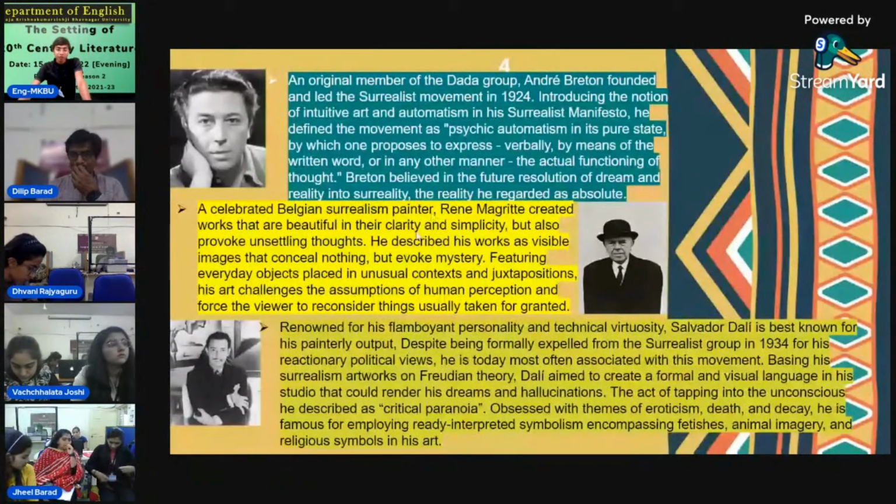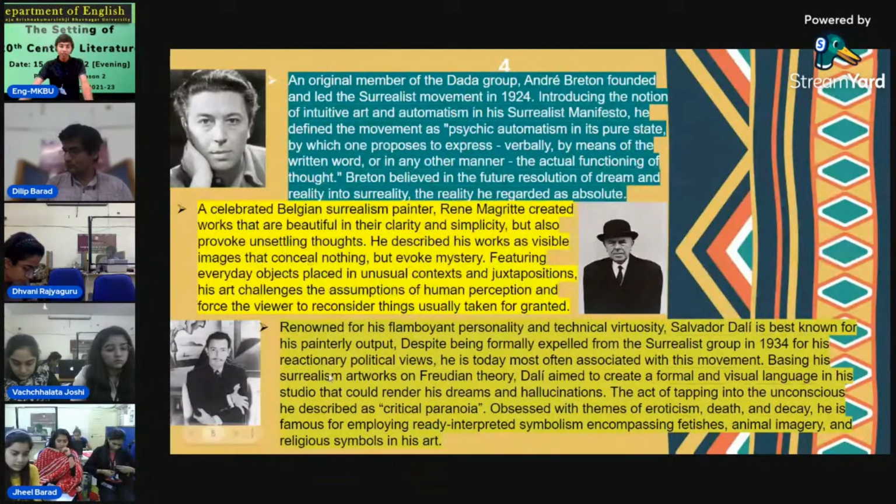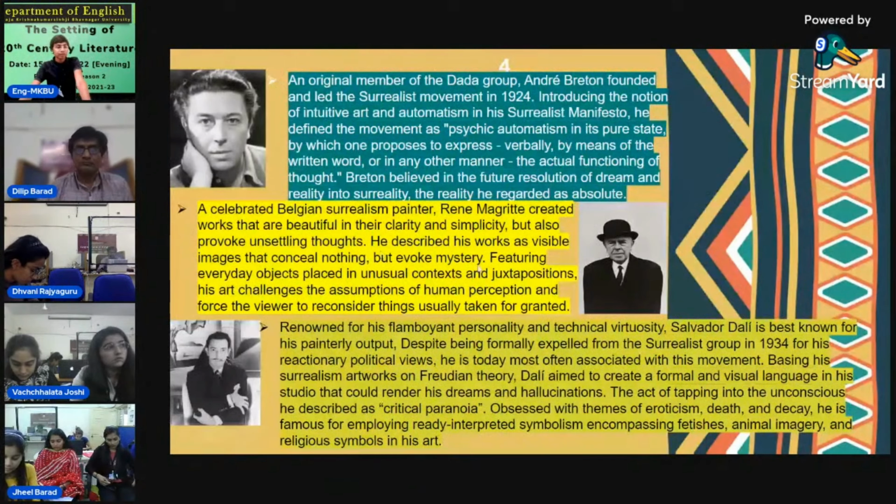He created works that are beautiful in their clarity and simplicity. So he focused on the beautiful aesthetic aspect of this world, its beauty and simplicity, but also provoked unsettling thoughts. It is not that he only provided simple things, but he also provided something that could startle you into thinking. He described his work as visible images that conceal nothing. So there is nothing behind it, nothing to read between the lines. Whatever was there, he put as it is in a simple manner. As we saw, they conceal nothing, but evoke mystery.